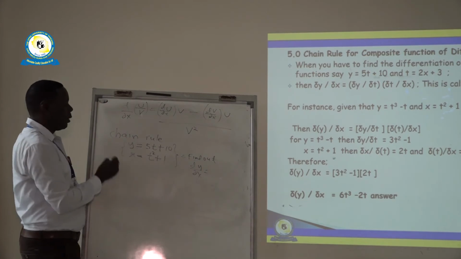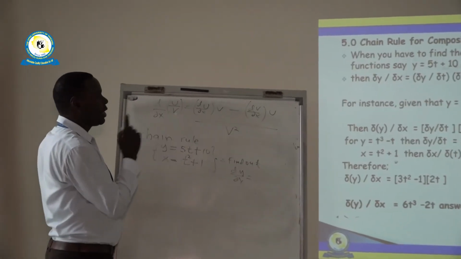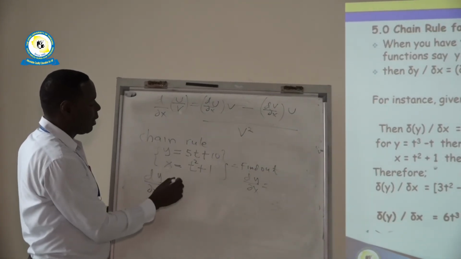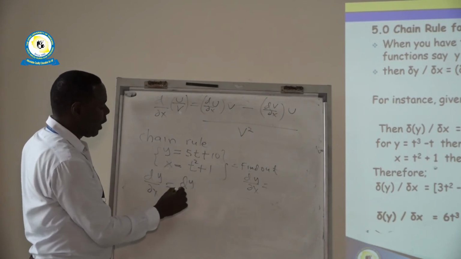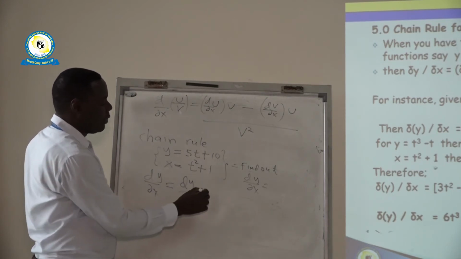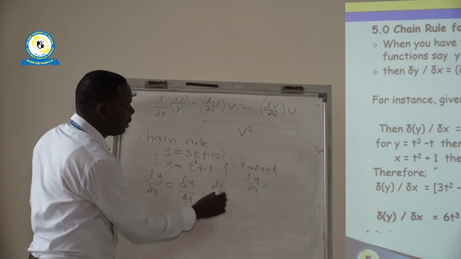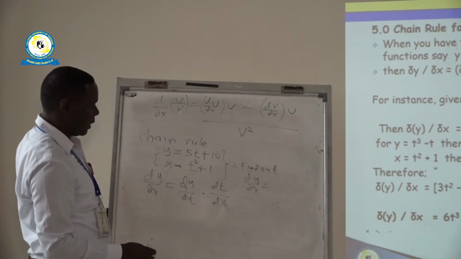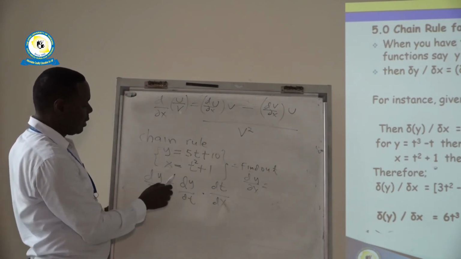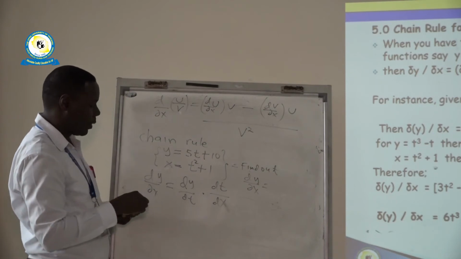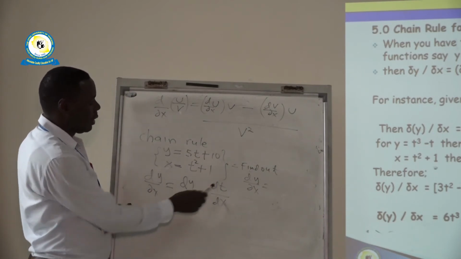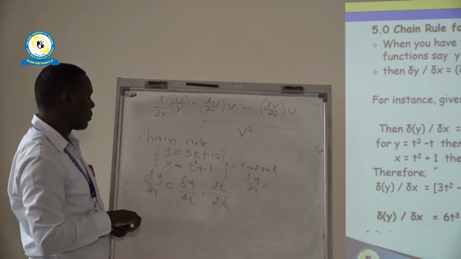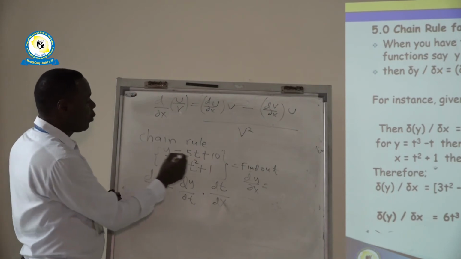It means here you have to do it using the chain rule. How do you do it? Your dy/dx will become the same as the first derivative dy/dt multiplied with dt/dx. So you can see dy/dx is the same as dy/dt multiplied with dt/dx. The dt cancels, leaving dy/dx. And now you can see what we have here.